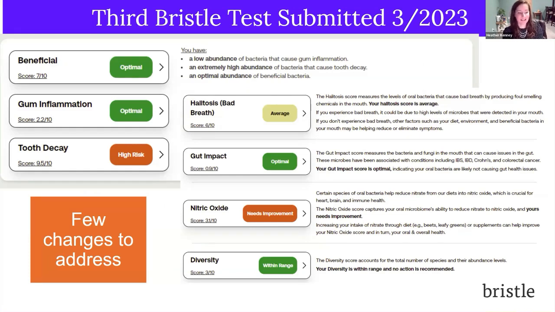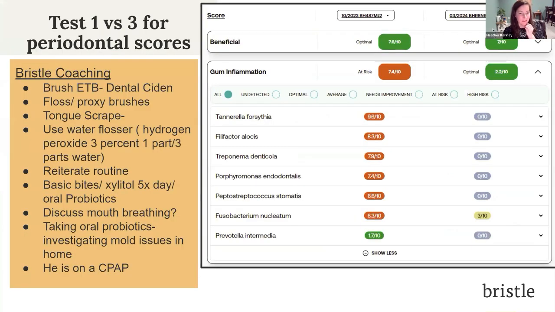We need to start paying attention to the nitric oxide issue that's sliding, but the gum inflammation score is looking pretty decent. But all of a sudden, the tooth decay score was a little bit wonky. But look at his perio, guys. Like, we've resolved a lot of the perio, which is awesome. Fusobacterium, I see it there. I don't see Fusobacterium at 0 hardly ever. So I think this is a pretty profound improvement for him.